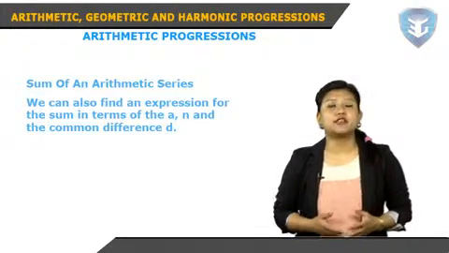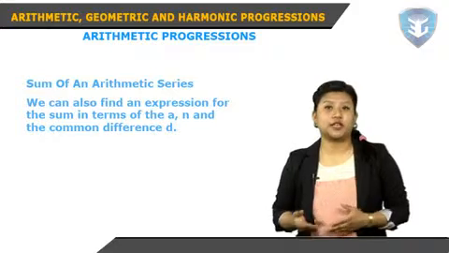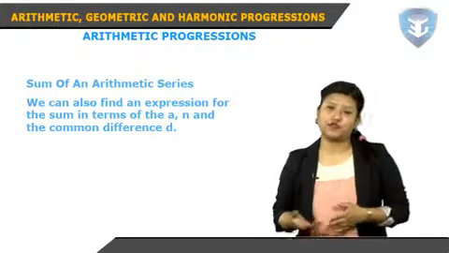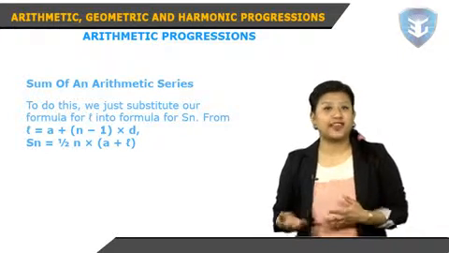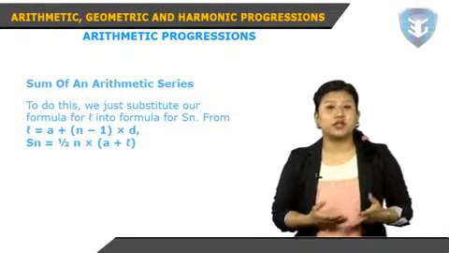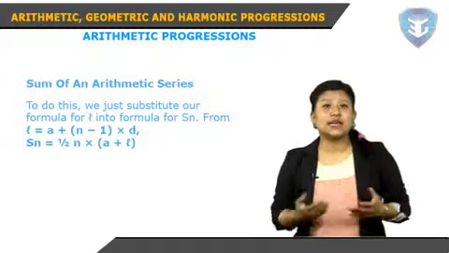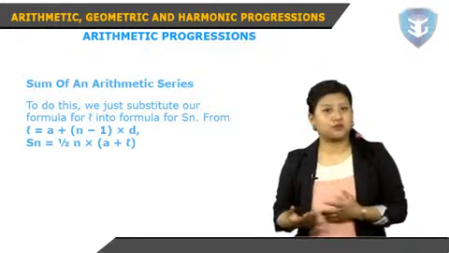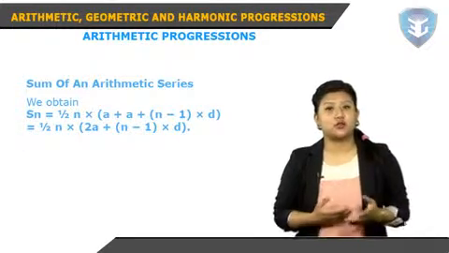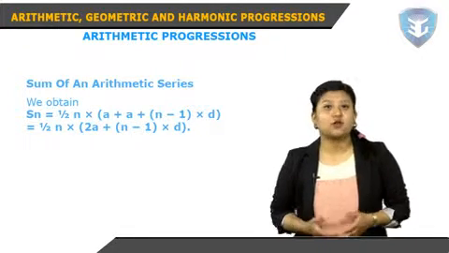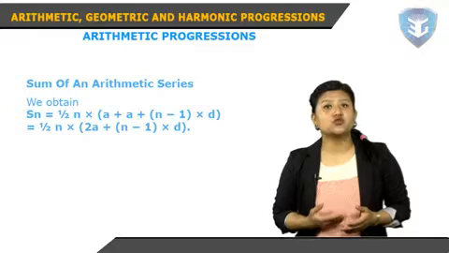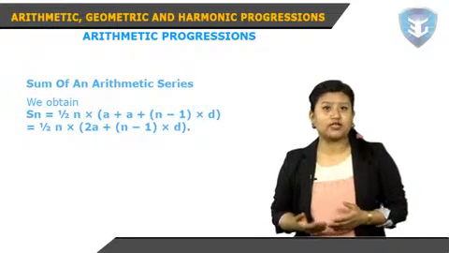We can also find an expression for the sum in terms of a and the common difference d. To do this, we just substitute a formula for b into the formula for Sn. From b equals a plus n minus 1 into d, and Sn equals half n into a plus b, we obtain Sn equals half n into a plus a plus n minus 1 into d, which is equal to half n into 2a plus n minus 1 into d.